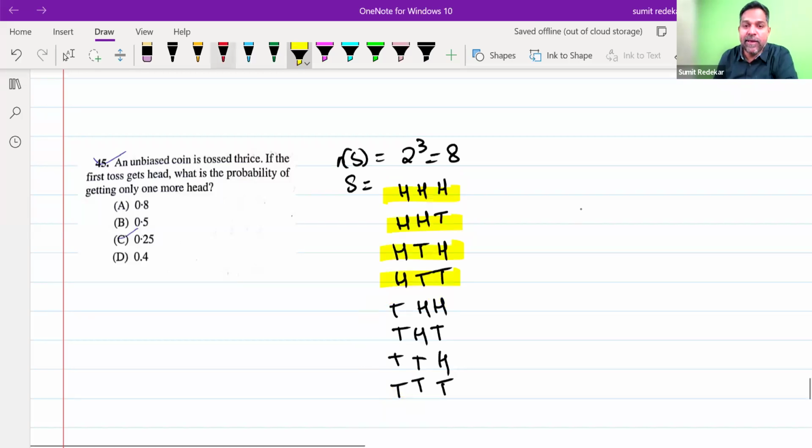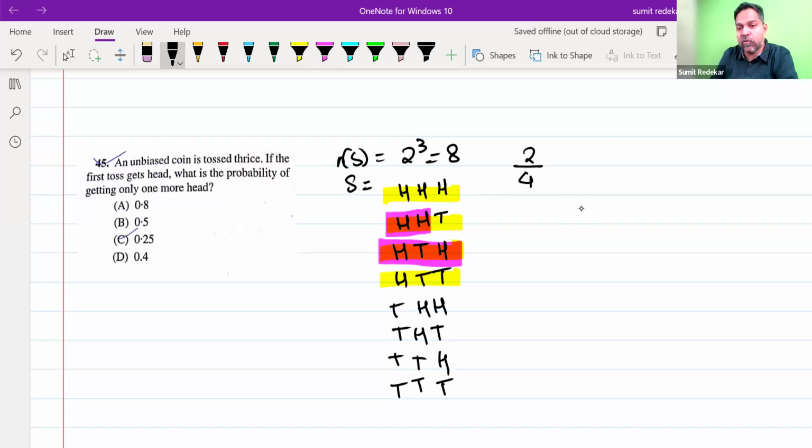What is the probability of getting one more head? Only one more head. Along with this head, there are 2 heads, not allowed. This is allowed because there is one more head. This is allowed where there is one more head. Then can I say there are 2 such options out of 4? The answer is 1 out of 2. You can do this question with Bayes' theorem also. That is another way of going about it. You can say probability of getting one more head, knowing that the first is already a head.